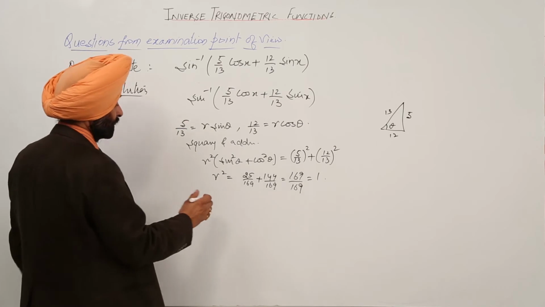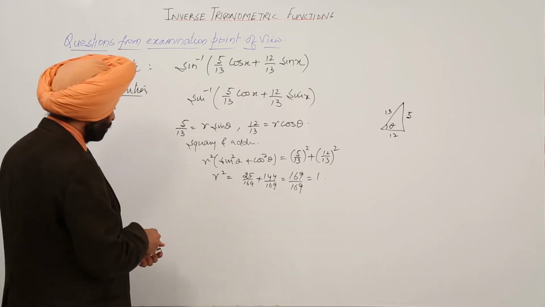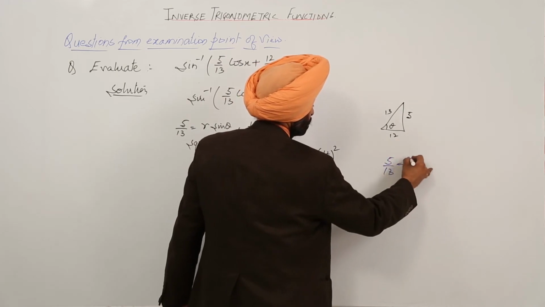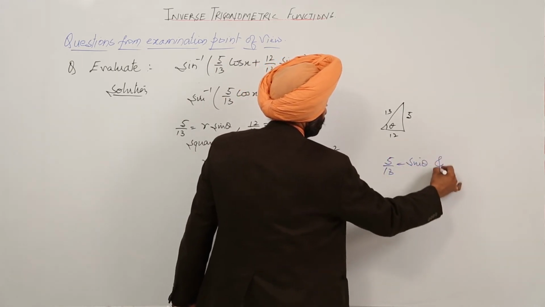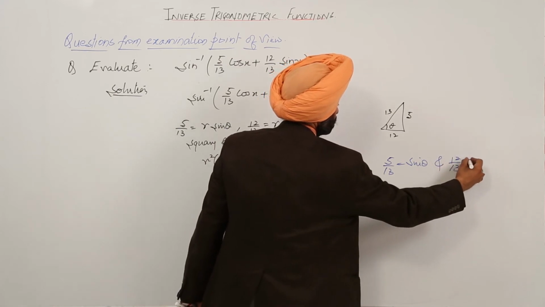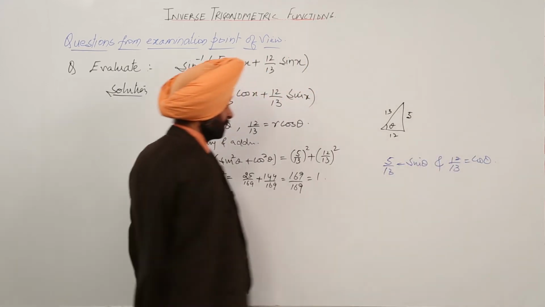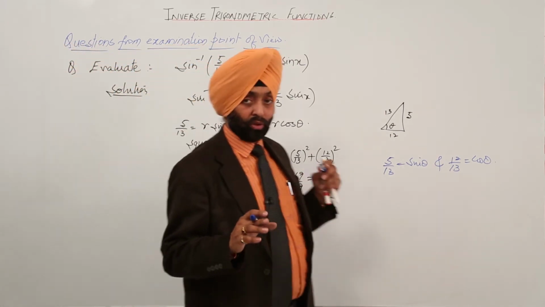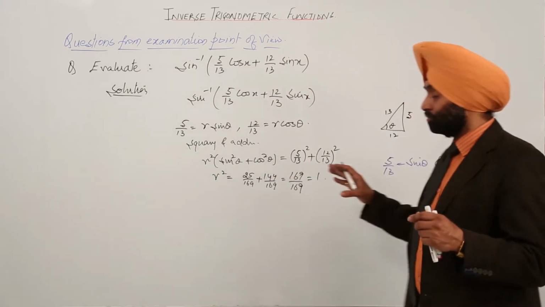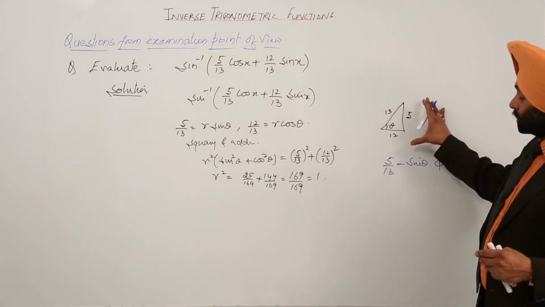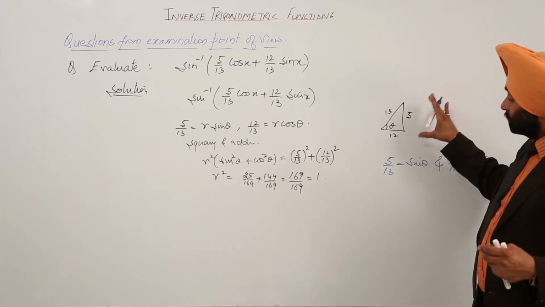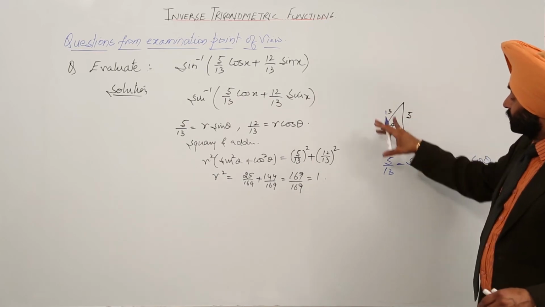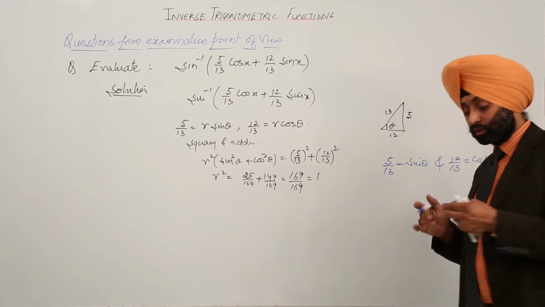Now when r is 1, we have 5 by 13 equal to sin theta, and 12 by 13 equal to cos theta. For board-type questions, when it comes in the board exams, we have to go with some systematic steps. If you are doing this, then write it in a proper manner. Let this be theta. First of all, just mention that this is theta and that these are the sides of a right angle triangle.